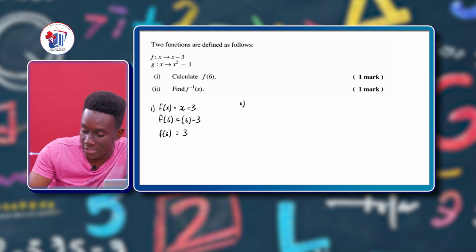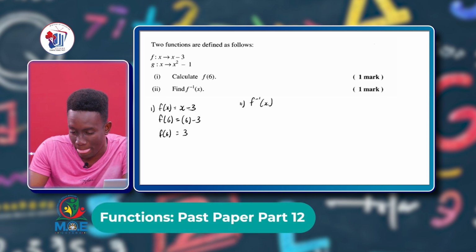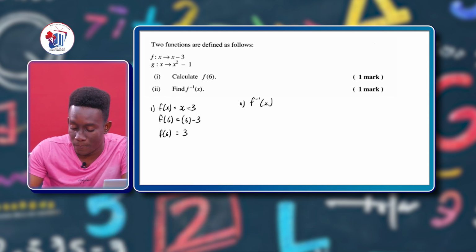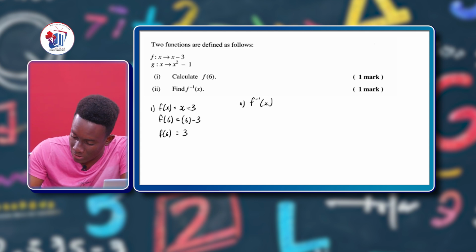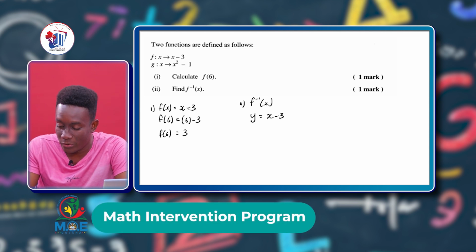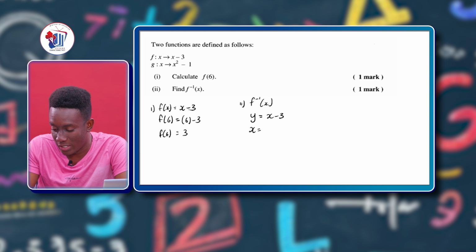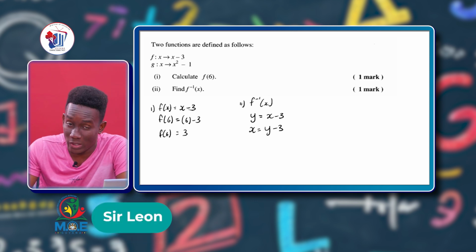And the second one says, find f inverse of x. A nice and easy 1 mark here. So we have the function f of x, so I won't write it back. The first thing I want to do is replace this f with y. So I have y is equal to x minus 3. And then I interchange the x and the y. Where I have y, I'll put x. So I'll have x, and wherever I have x, I'll put y, is equal to y minus 3. And then last but not least, I make y the subject.